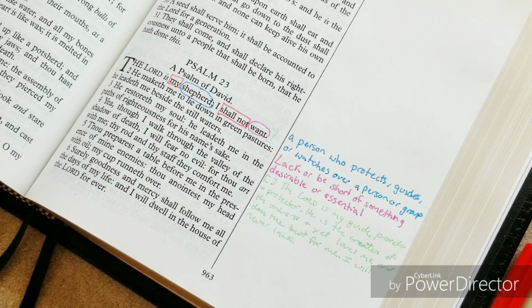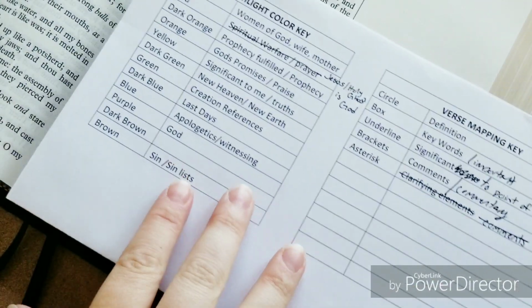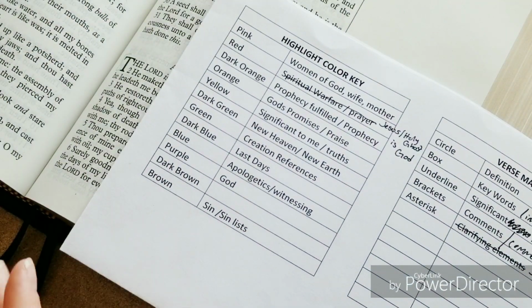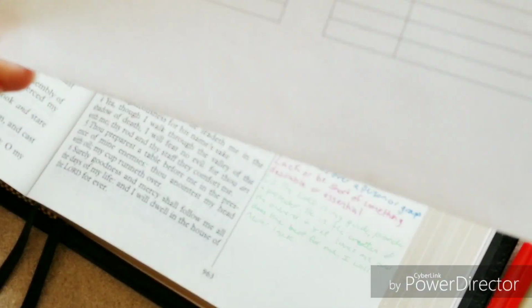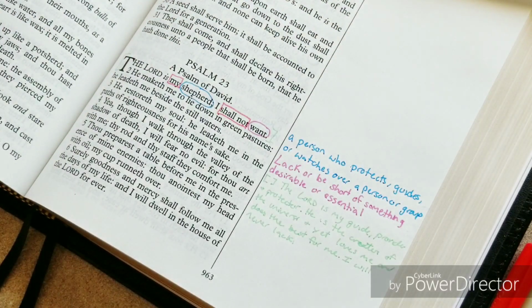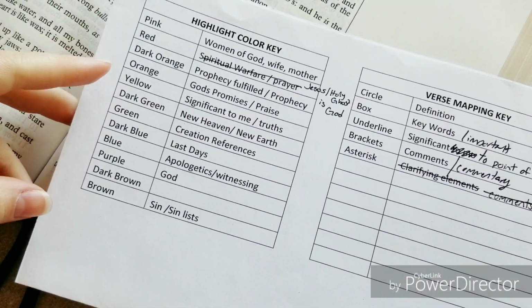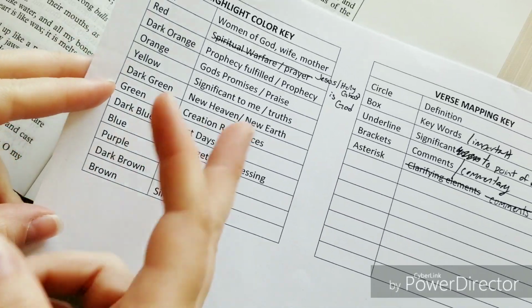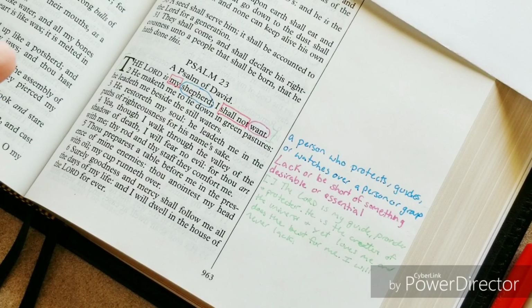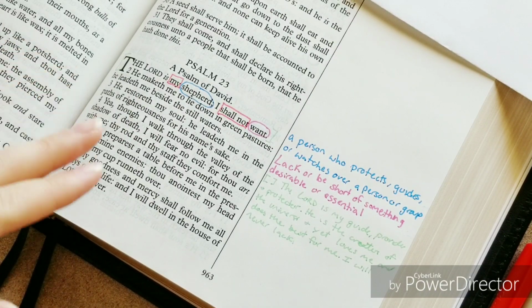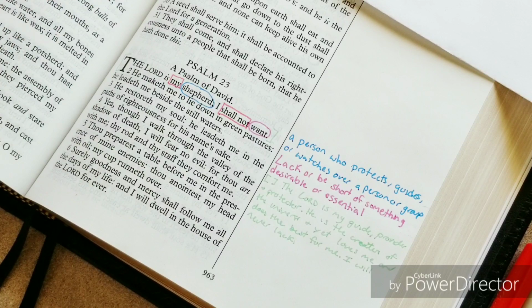So the last thing that I look for is, is there anything that I want to highlight? So I have a highlighting key. You can pause the video and look at this. You can copy mine, but I definitely suggest that you make your own and come up with something that fits your ministry or your calling, and just come up with it as you go. I mean, that's kind of how this came to be. I just kind of came up with it as I went, and it's still evolving. So what I look for is, does anything fit into my color key, or do I want to add something to my color key?